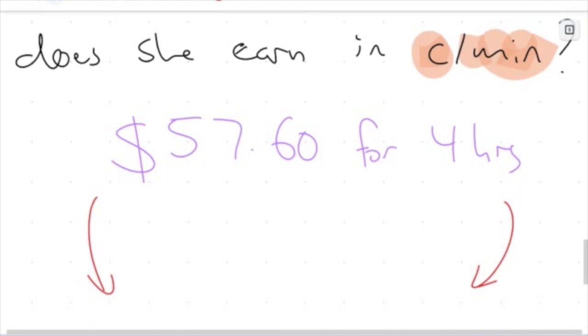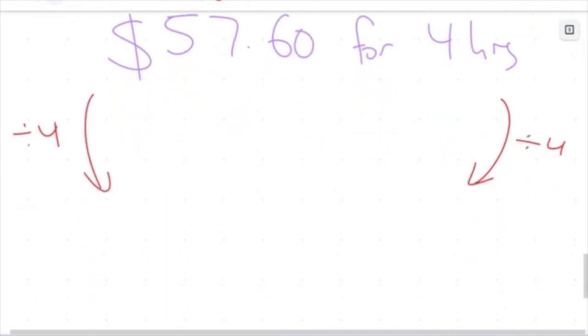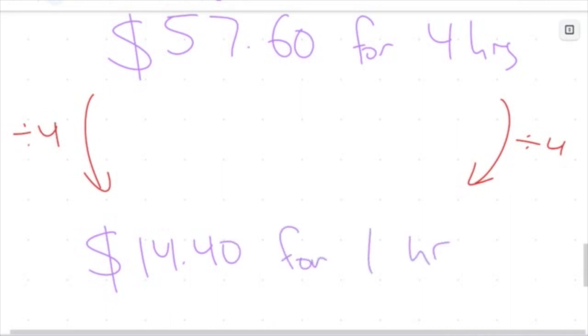Well, first of all, before I can get my 4 hours to minutes, let me just get 4 hours to 1 hour, because I know how many minutes are in 1 hour, and that'll make my conversion a bit easier. So I know Mel makes $57.60 for 4 hours, so I can divide both of these by 4 to find how much she'll make in 1 hour. Now, dividing both of these by 4, I get $14.40 for 1 hour.